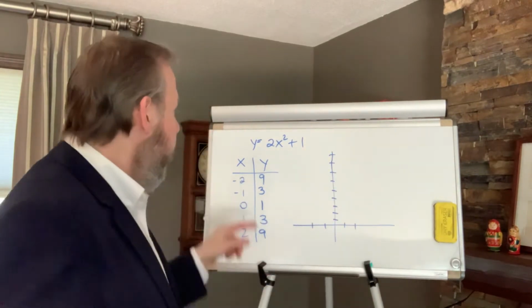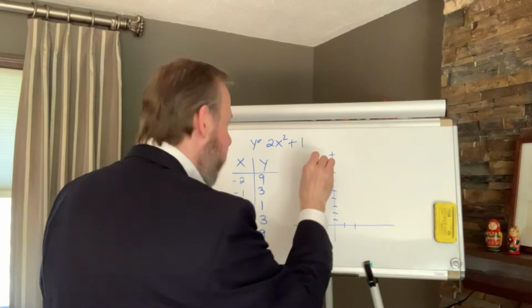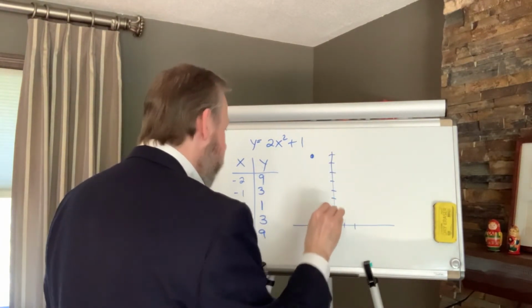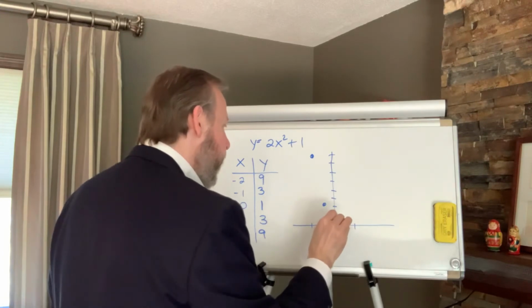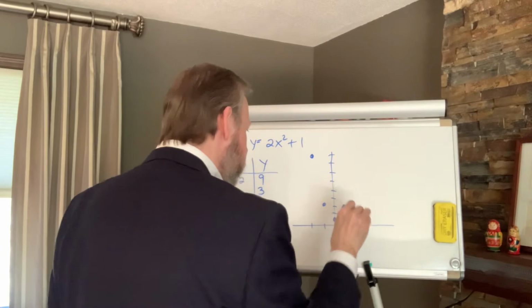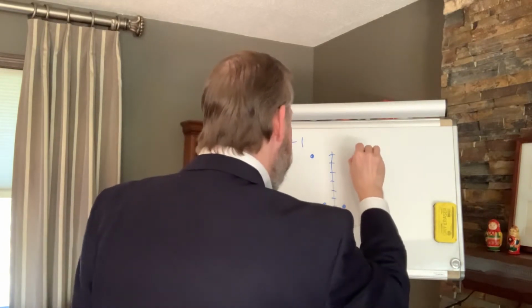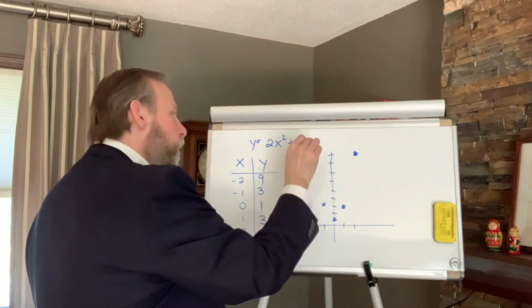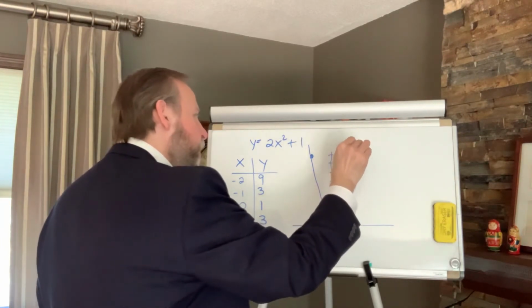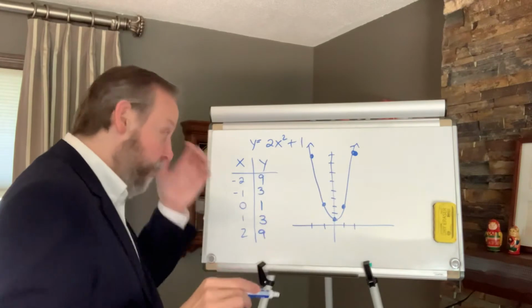Okay. Negative 2, 9 is up here. Negative 1, 3 is over here. 0, 1 is over here. 1, 3, there you go, right there. And 2, 9 is up here. So we would sketch it, we draw the curve. I missed my point. We have our arrowheads and we're done.